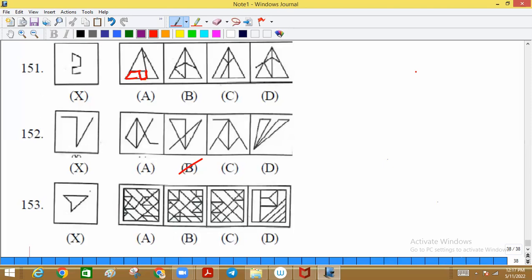Okay, I'm going to give the answer. Give the answer. Okay, got it. So on this option, yes. Okay, so everything depends on your observation skill.